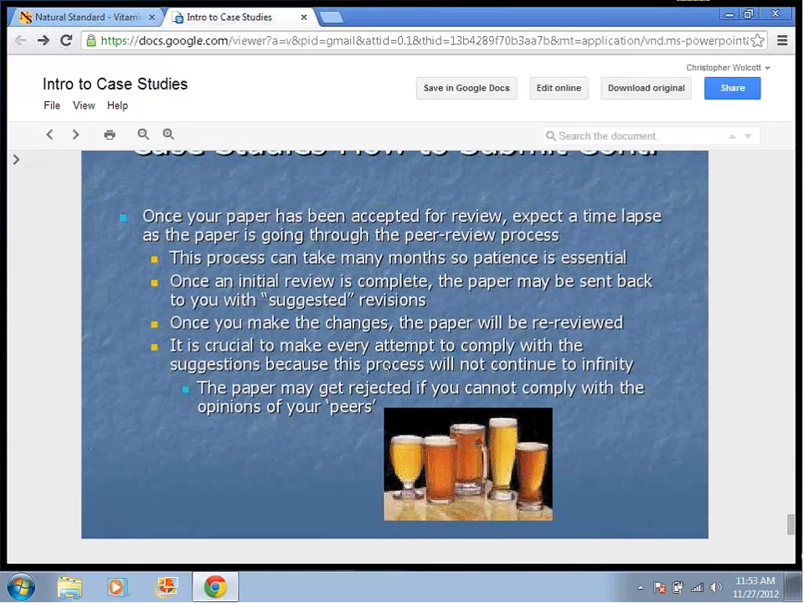However, it can be very rewarding. Being published is a very cool thing. Not many people can say they're a published author. And advertising this to your patients is great. And again, you could be helping your profession and helping us all out. So that's essentially it. That's writing a case report.